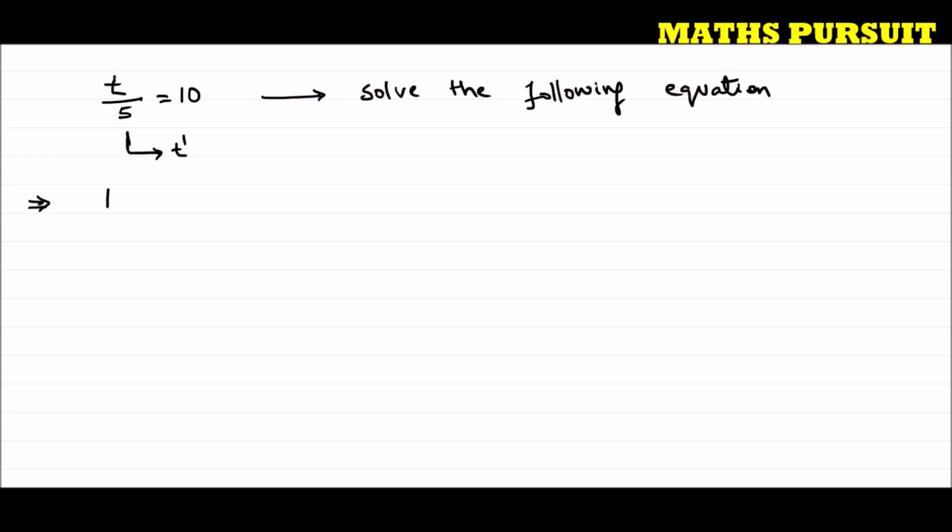The question has given us t upon 5 is equal to 10. Now, our main intention here would be to remove this 5 from the left hand side of this equation. How will I remove it? Because this 5 is dividing t, if I multiply by 5, then I can remove this 5. Now I'm going to multiply by 5: t upon 5 into 5 is equal to 10 into 5.